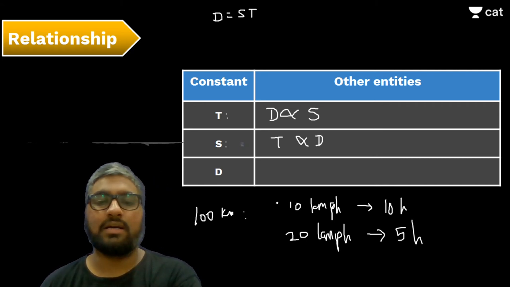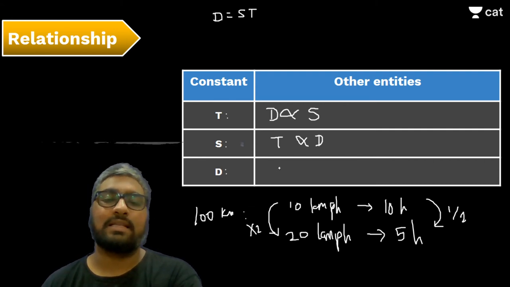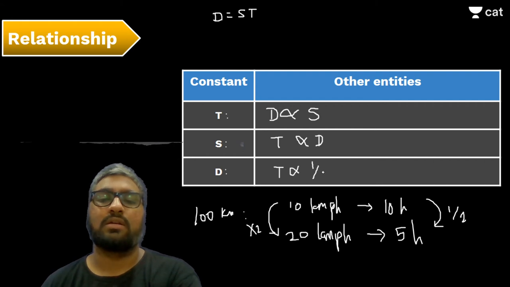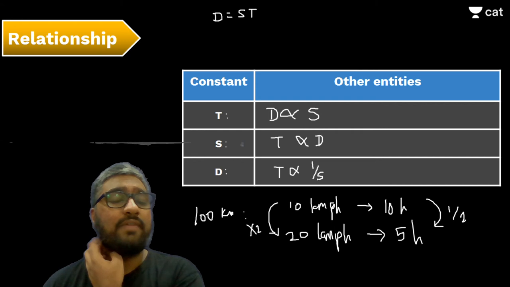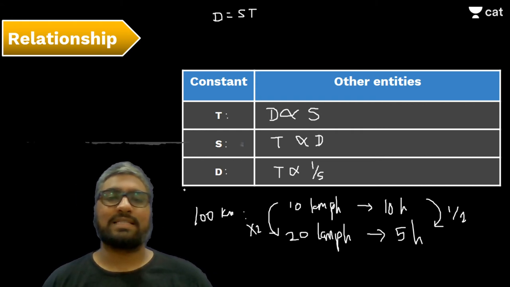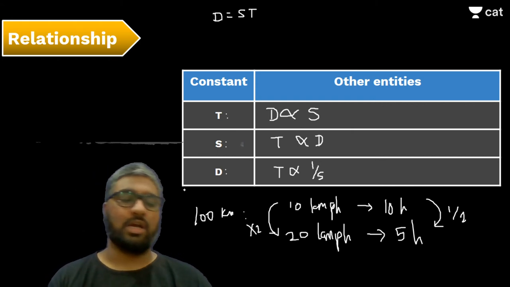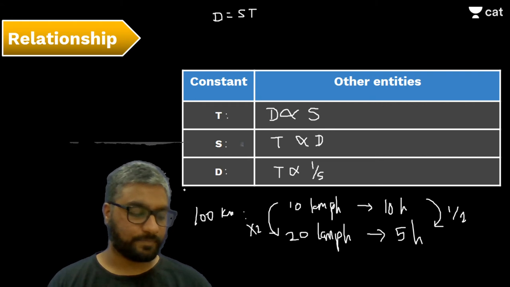So what's happening here? When the speed went double, the time went half. Or in other terms, when the distance is constant, then time and speed are inversely proportional. This basically means what? If I have to cover the same distance, the faster I go, less time I would take. The slower I go, more time I would take. Got it?